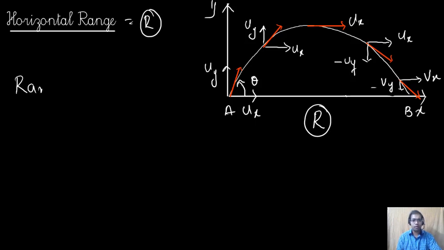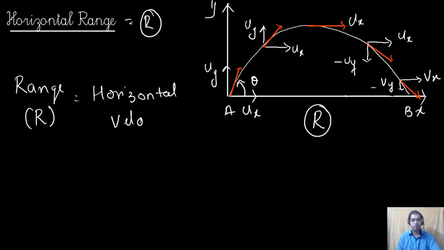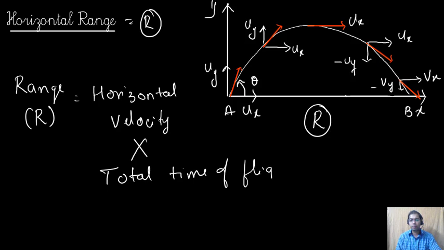So range, capital R, is equal to horizontal velocity into total time. Now this total time is the time of flight. Since the projectile is moving away from the Earth, that is, in the atmosphere, we call it flight. Now horizontal velocity is nothing but ux, into total time of flight, capital T.